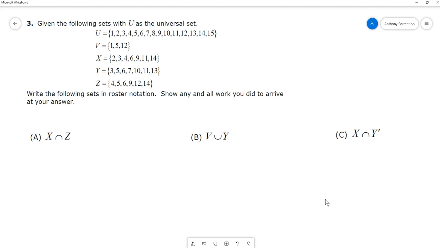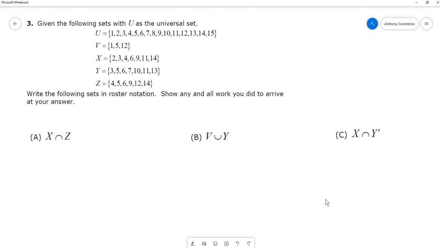So some set notation problems here. You're given a universal set, which is the integers from 1 to 15. And then you have v, x, y, and z, which are all subsets of them. They contain some, but not all the numbers. Some of them may contain the same numbers, like for instance, v and y, they share 5, which seems to be the only one they share. And so you're asked these various things down here and make sure you know the various notations.